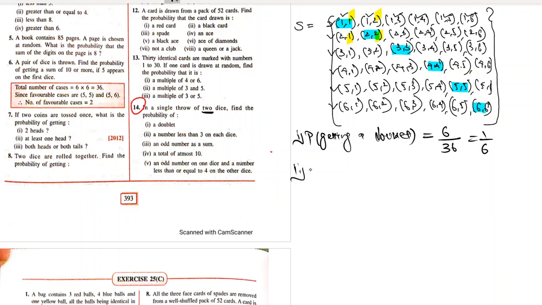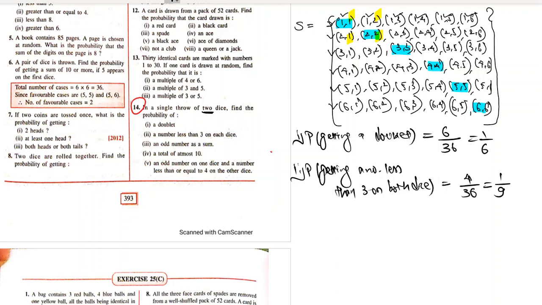So the probability of getting a number less than 3 on both dice is equal to 4 by 36, which is 1 by 9. Right? What is the probability that the sum of both the numbers is an odd number?